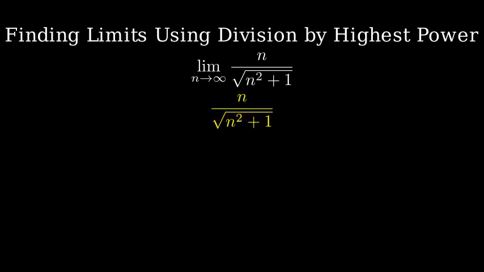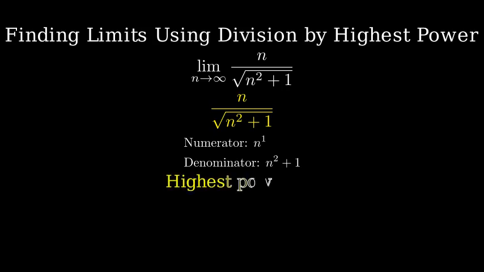To solve this, we'll use a technique where we divide both the numerator and denominator by the highest power of n that appears in the expression. Looking at our expression, in the numerator we have n to the first power, and in the denominator under the square root, we have n squared plus 1. So the highest power of n is n squared. Let's divide both numerator and denominator by n squared.